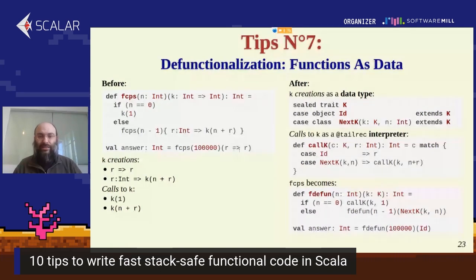So when we start by giving the identity function, here we give the identity object of the trait K. And when we want to create a new continuation, here what we give is NextK. And when we want to call it, we call it with callK of k1, and here callK of k n plus r. And then we thought it was enough.